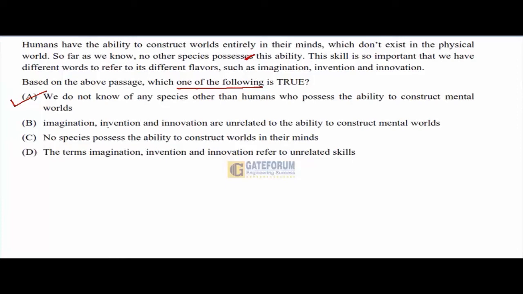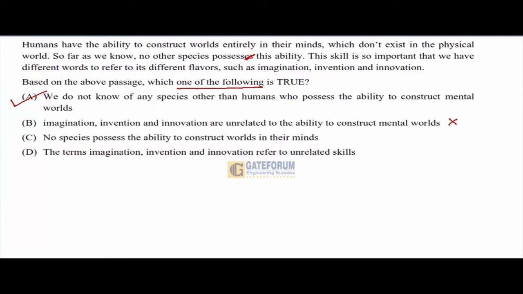The next is imagination, invention, and innovation are unrelated to the ability to construct mental worlds. I will say this is absolutely false, because the ability, the skill has been given names as imagination, invention, and innovation. So how come they are unrelated to that skill? They are the names of that skill.